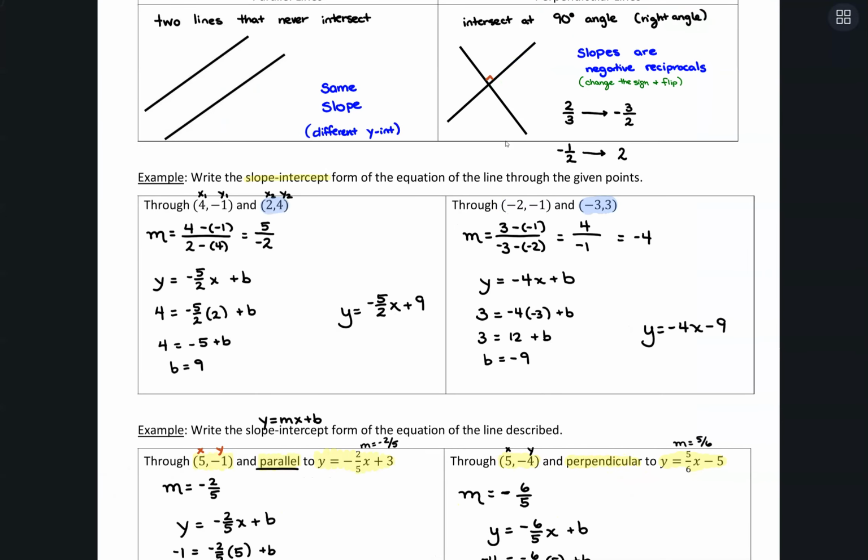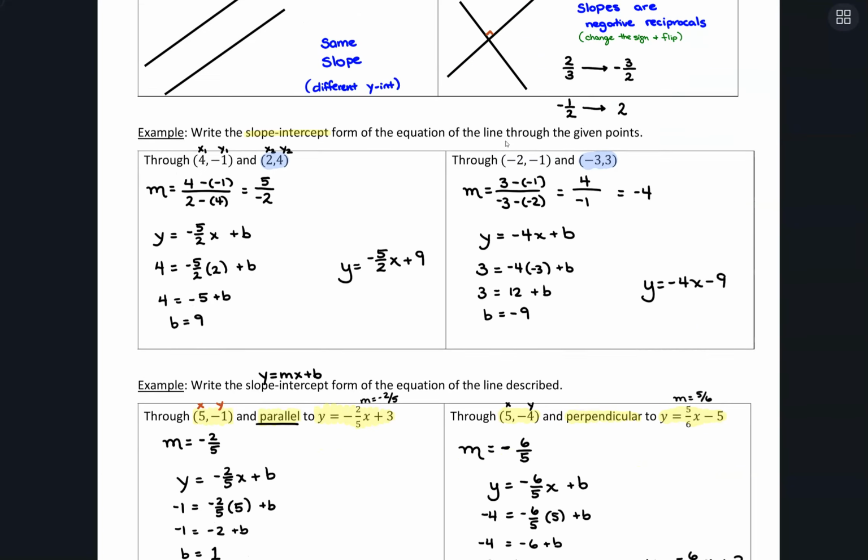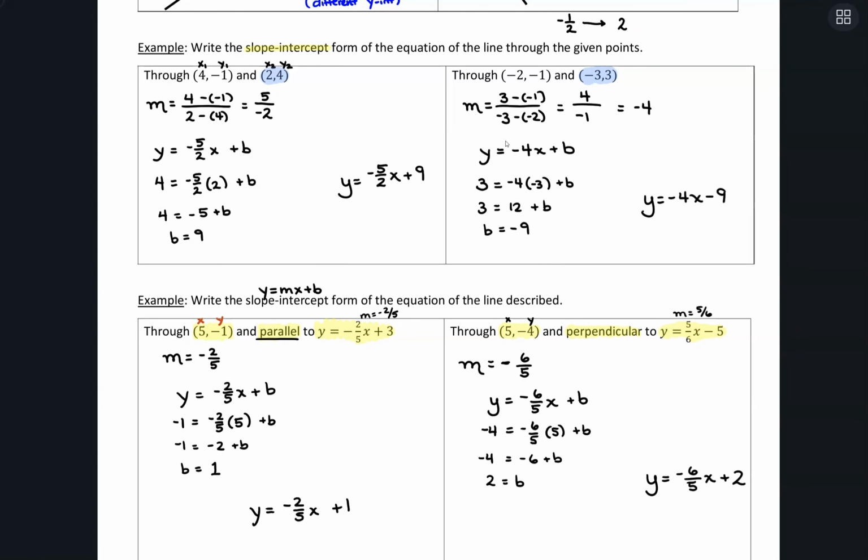So that's how we can form our slope-intercept form of the equation of the line, either given 2 points or given some information about parallel versus perpendicular. And when they do that, they also have to give us a coordinate to go through as well.